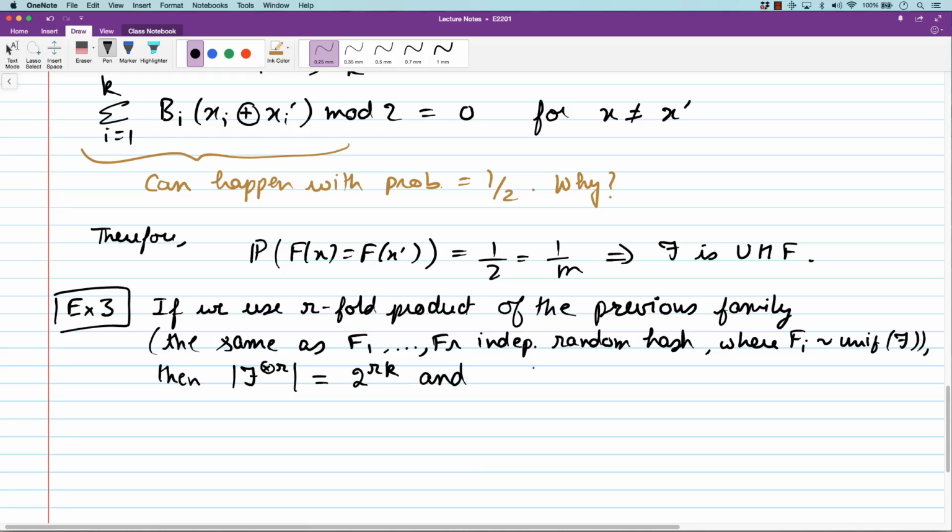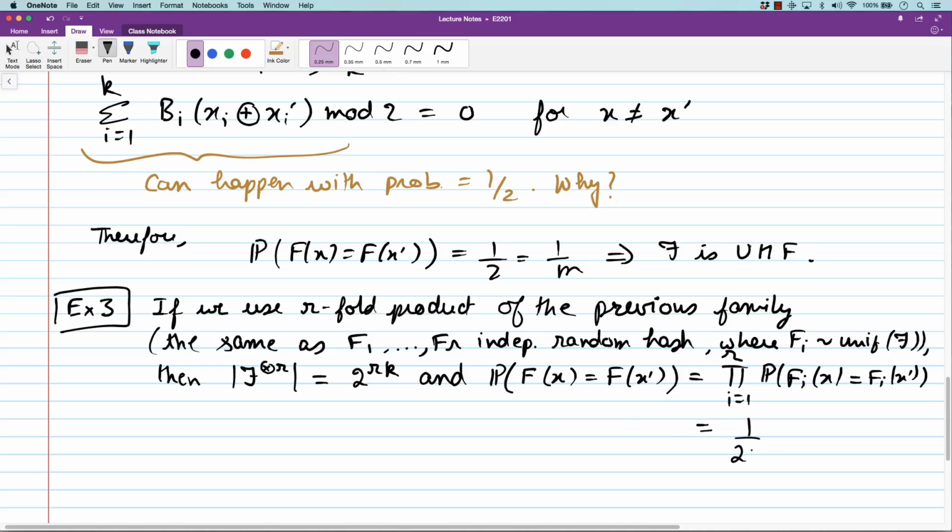and the probability that Fx, where x is the vector, equals Fx prime is, because they are independent, equal to 1 by 2 to the power R. So for large enough R, this is a reasonably small probability, and you get the same R.